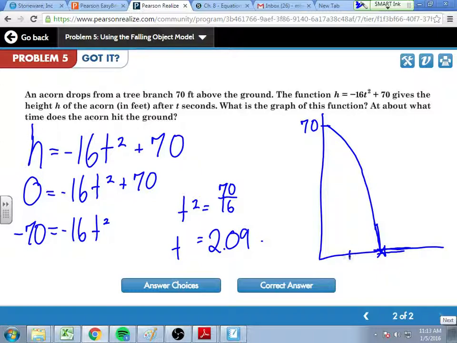So I make this 1 and this 2. My smart board's not cooperating. That hits just after 2. That's really all you would need.